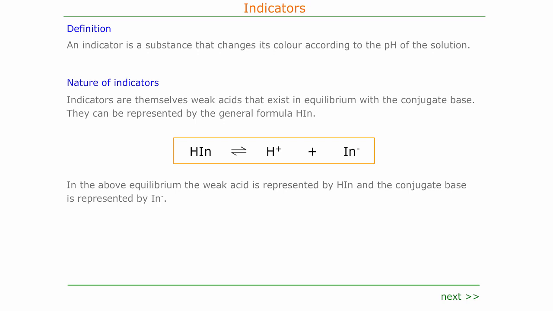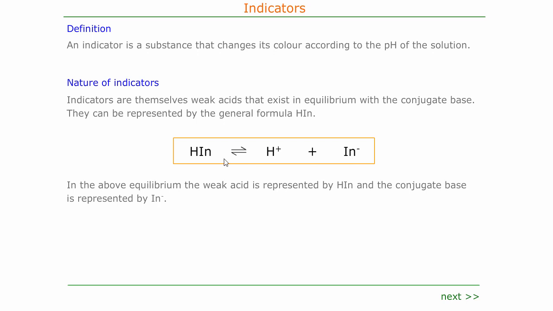Okay, an indicator. An indicator is a substance that changes its colour according to the pH of the solution. They're not magic. They must be doing something chemically in the solution to do this. And in fact, when we have a look at indicators, they are themselves weak acids that exist in equilibrium with their conjugate base. So if we look at the equation here, HIn represents the indicator, and this is in equilibrium in the solution with hydrogen ions and In minus ions, the conjugate base ions.